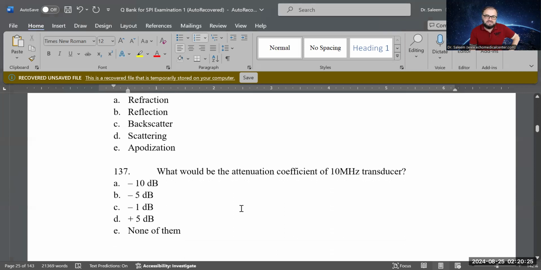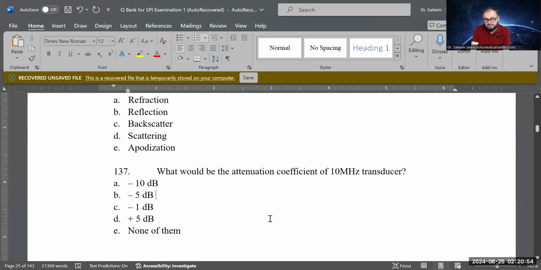Okay, now it's asking what would be the attenuation coefficient of a 10 megahertz transducer. So what do you think? If we are using a 10 megahertz transducer, what will be the attenuation coefficient? These are the answers: minus 10 decibel, minus 5 decibel, minus 1 decibel, plus 5 decibel, or none of the above.